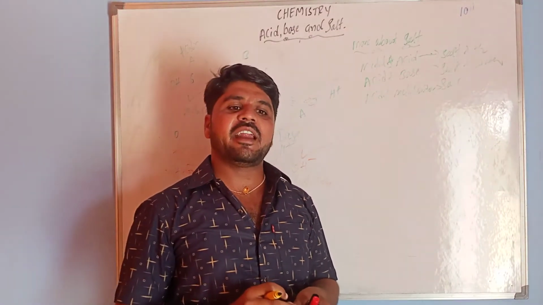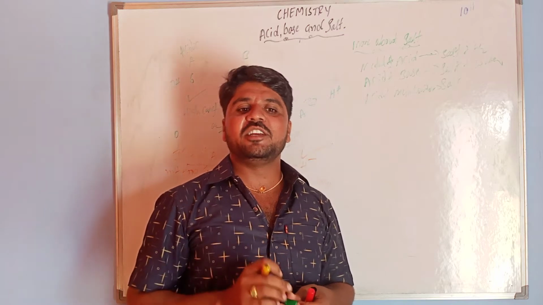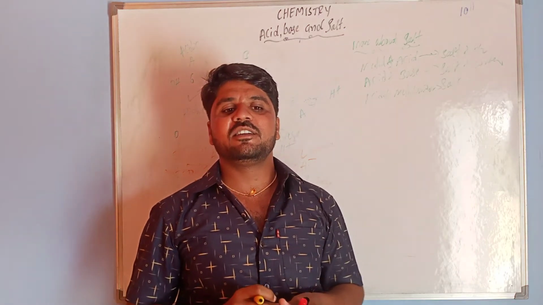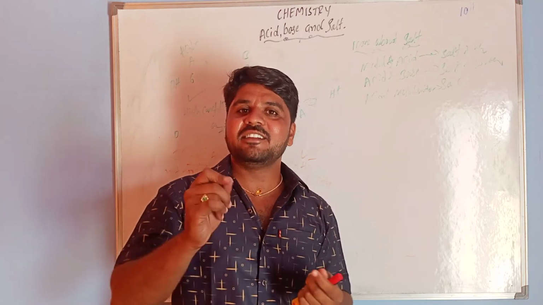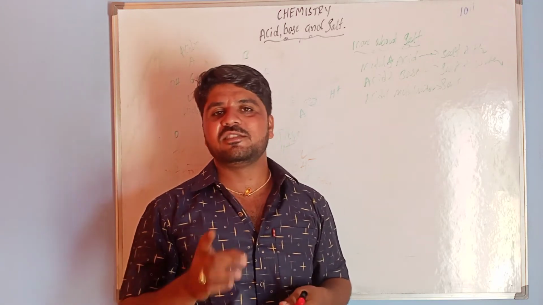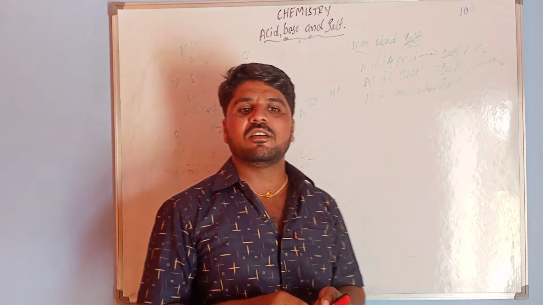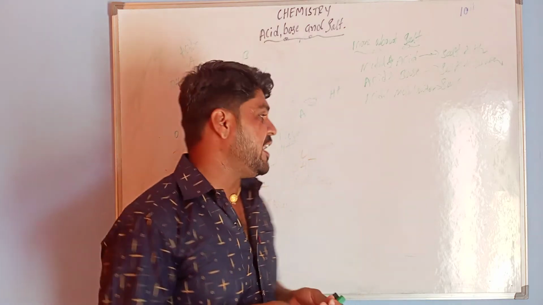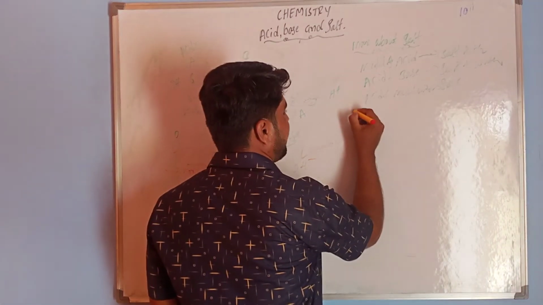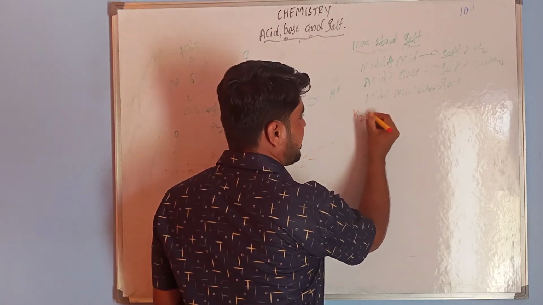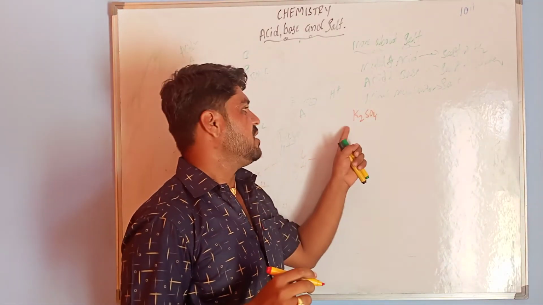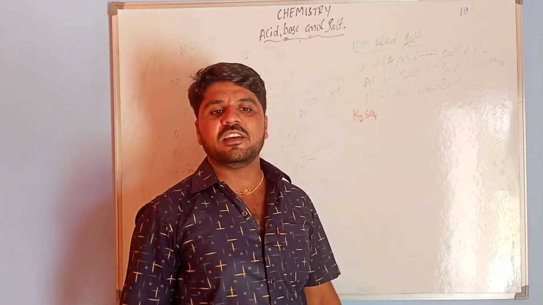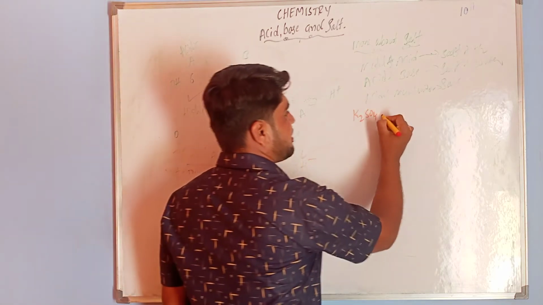So we have an activity, activity 2.13. In that we have some salt names, and we have to write the chemical formulas for these salts. The first one is potassium sulfate, K2SO4. Next is sodium sulfate.